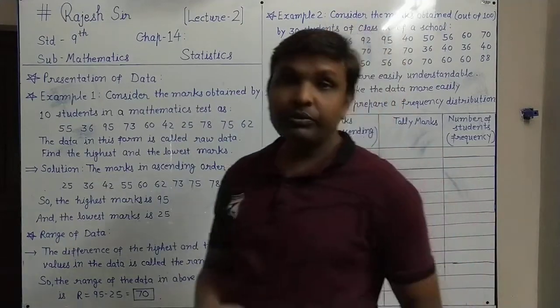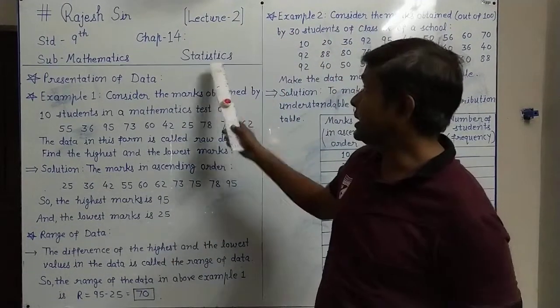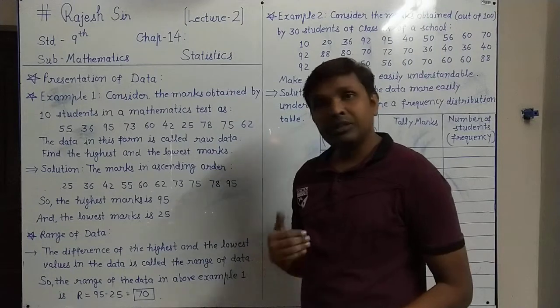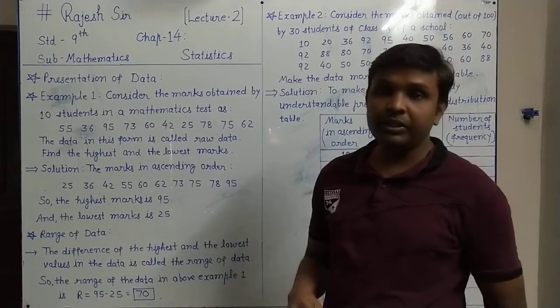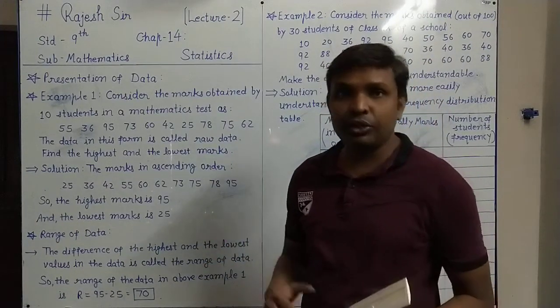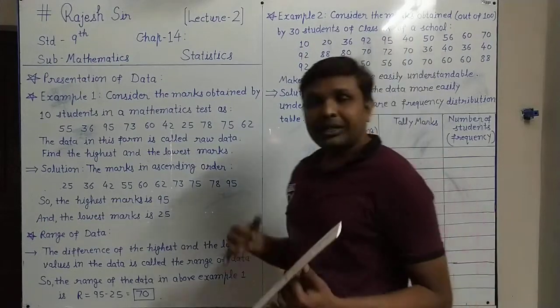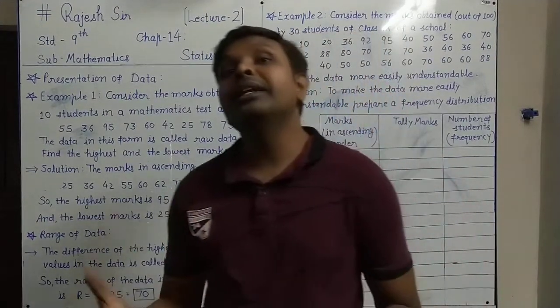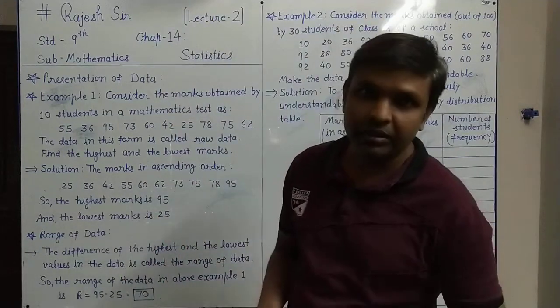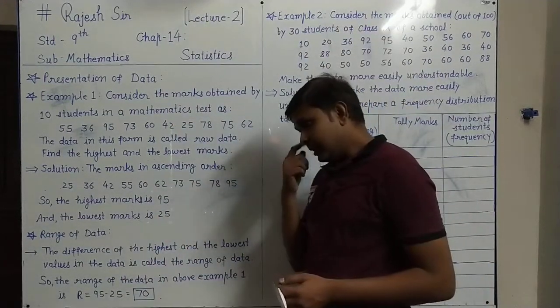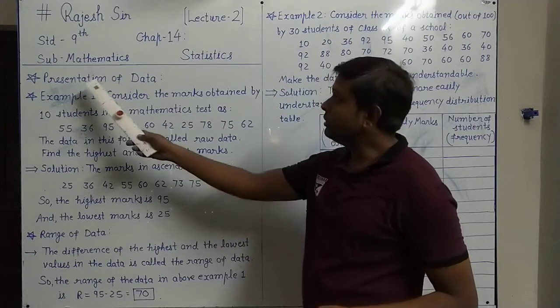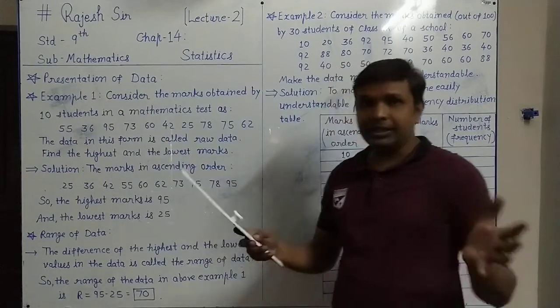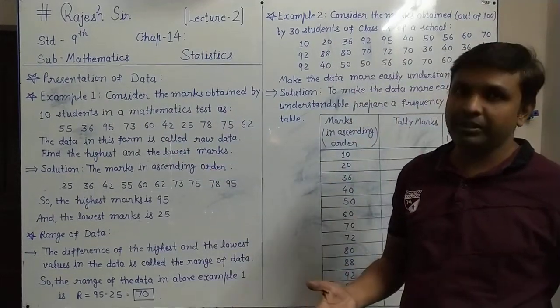In lecture number 1 we started with the definition of statistics. In that we saw that first of all we collect the information, that is called collection of data. After collecting the data, the next process is to present, to represent the data. So now we are at the next level, the presentation of data. The data is collected, and now how to represent it.